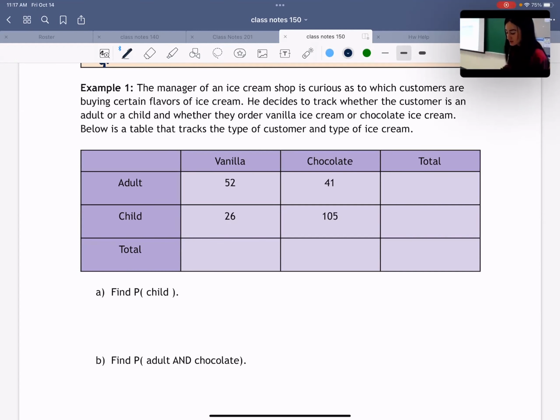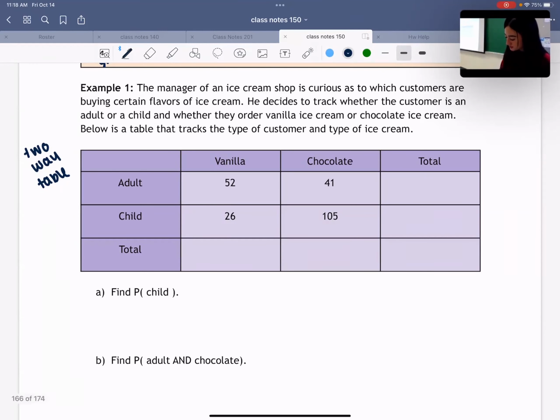In this chart, we have this thing called a two-way table, because there's two different variables being expressed in this chart. On the top, we have the amount of people who got vanilla and chocolate. And on the bottom, it describes if someone's an adult or a child. Now, I left the totals blank because based on this information, we can actually find the total number of people in each category.